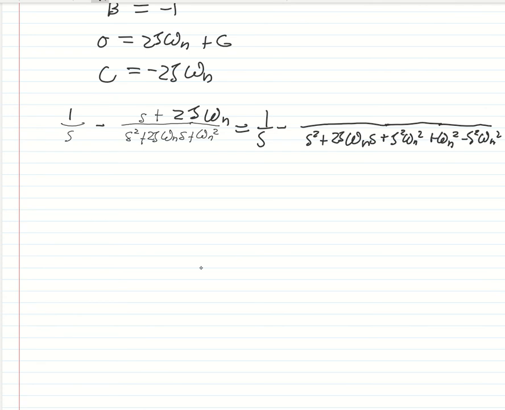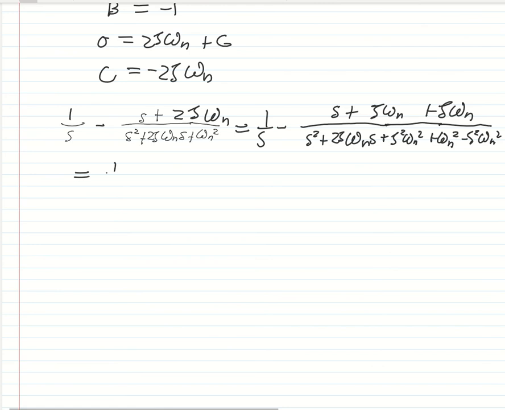Then at the numerator, s plus, I can divide this zeta omega n, because in the denominator we have zeta omega n. So I can take 1 zeta omega n, then the other one, zeta omega n. If you add them, it's still equal to 2 zeta omega n. Why did I do that? Because if we divide these two terms now, we can divide this.